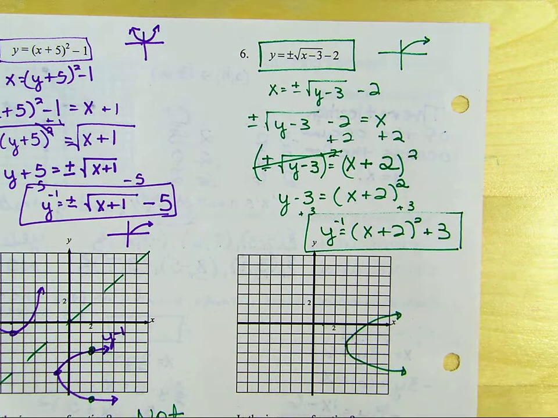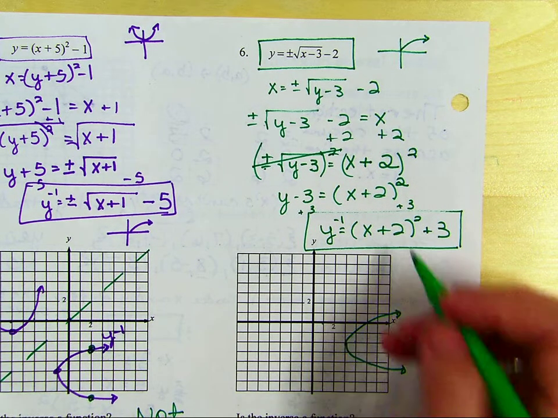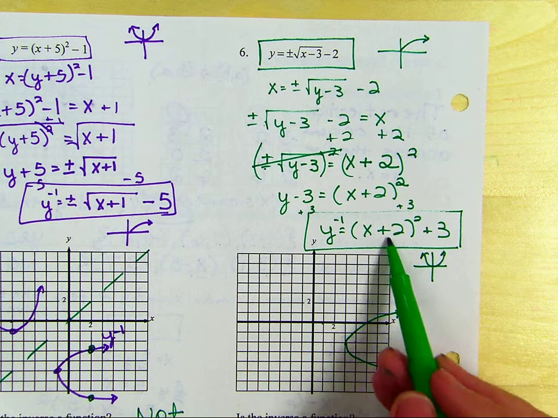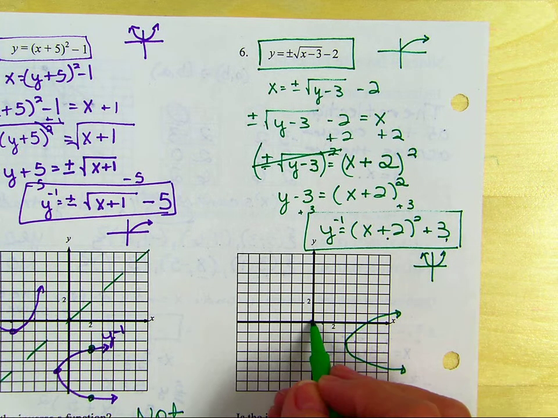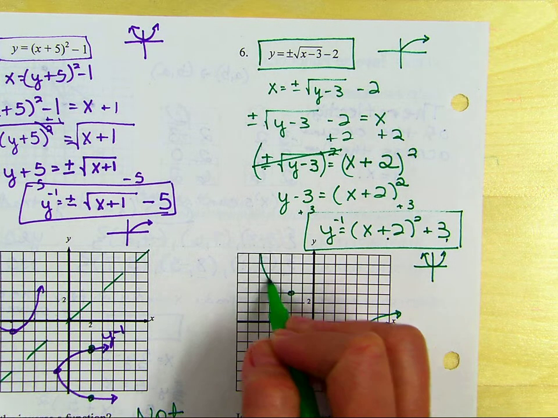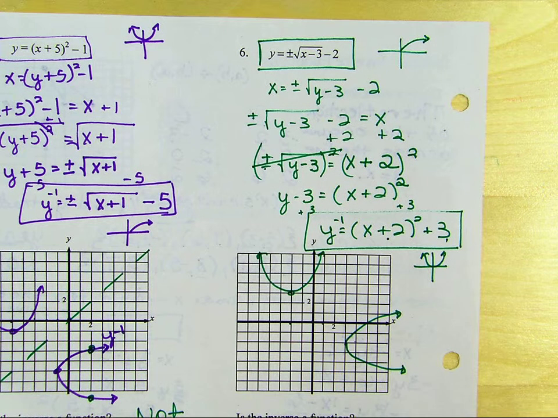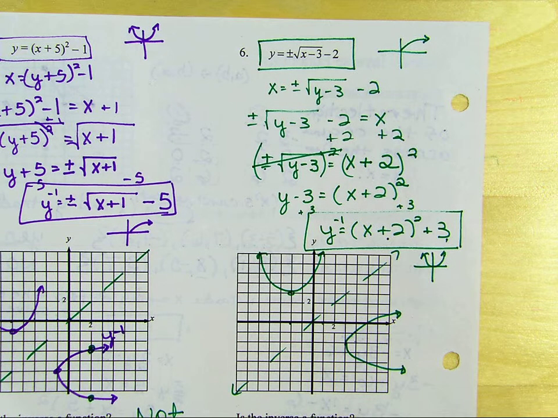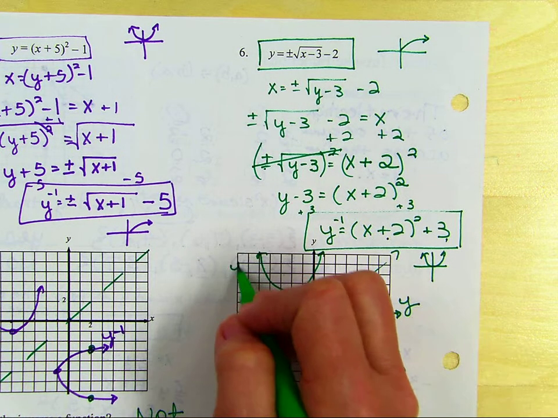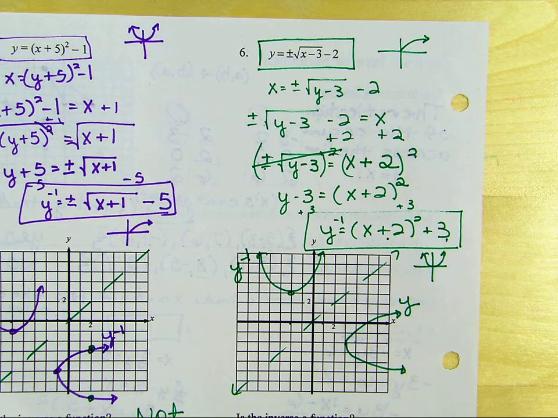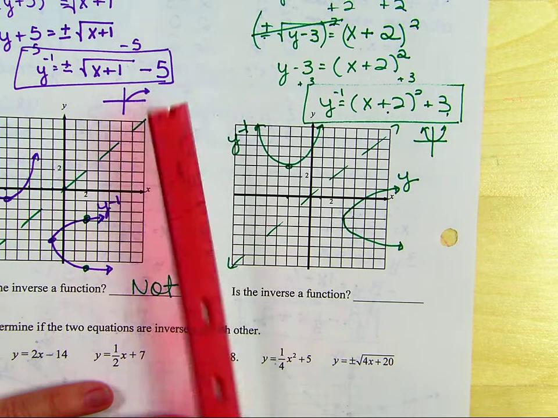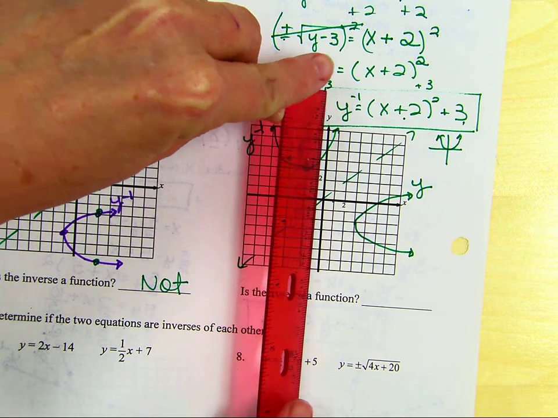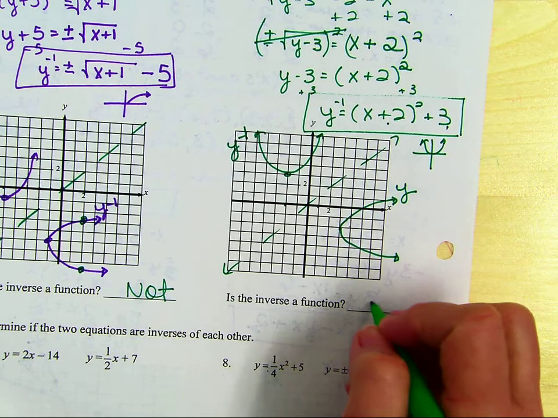Okay, this is a quadratic. It moves left 2, up 3. Left 2, up 3, quadratic. Again, this is clearly a reflection off the line y equals x. This is my y, this is my inverse. Vertical line test. Each x only hits the graph one time, so the inverse is a function.